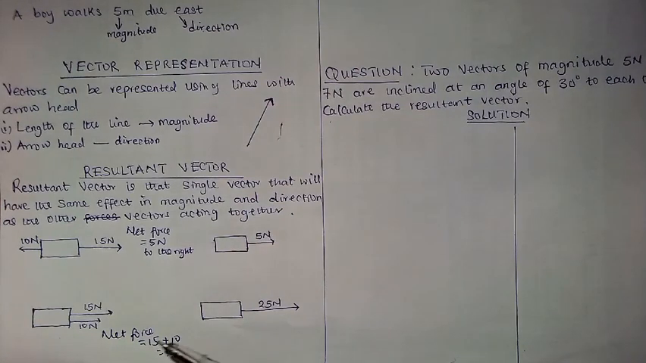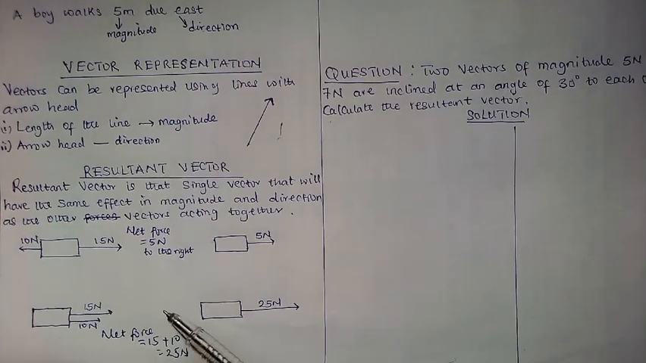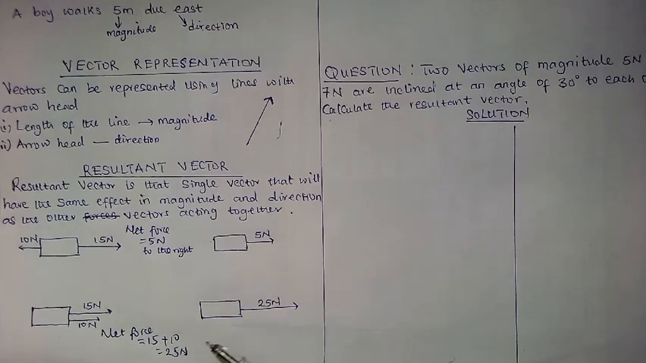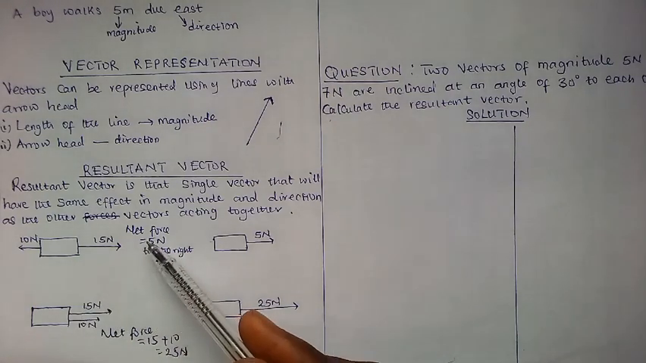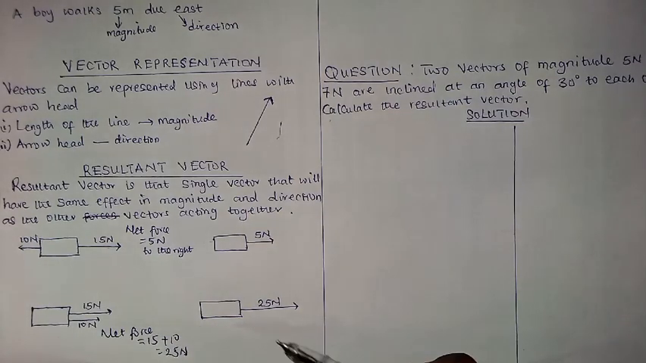So that single force that can replace these two vectors is what? 25 Newton. And it will also give me the same effect in magnitude and direction as the other forces acting together, or the other vectors acting together. So that is the resultant vector. That vector that will have the same effect in magnitude and in direction as the other vectors acting together. They can be used to replace two or more vectors acting together. That single force or the single vector is what we call the resultant vector.